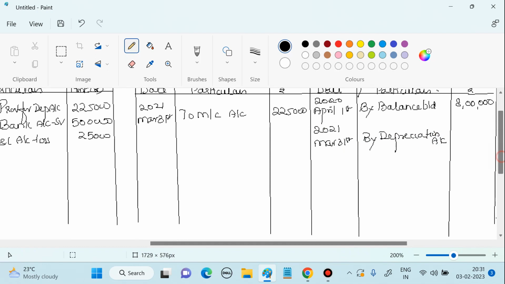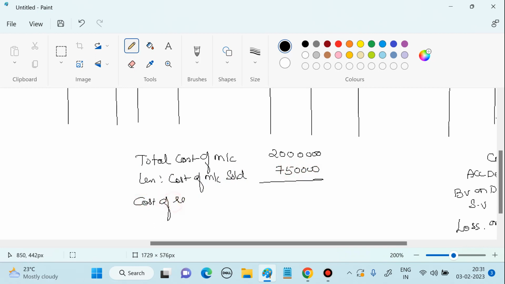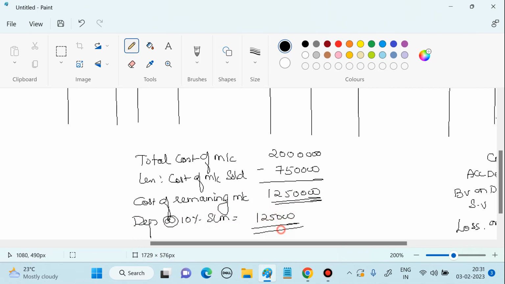So the total cost of machine was 20 lakhs. Out of that, cost of machinery sold is how much? 7,50,000. So what is the cost of remaining machinery? Subtract this. 12,50,000. What is the depreciation percentage? 10% SLM. So 1,25,000 would be the amount of depreciation that you have to charge. Clear?